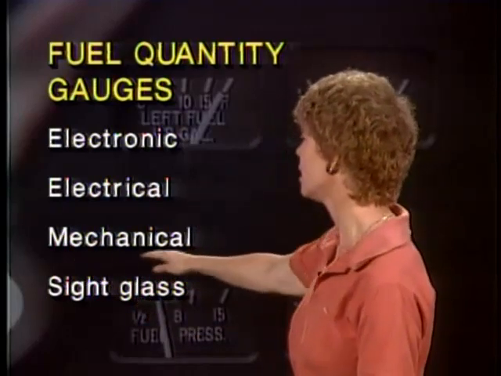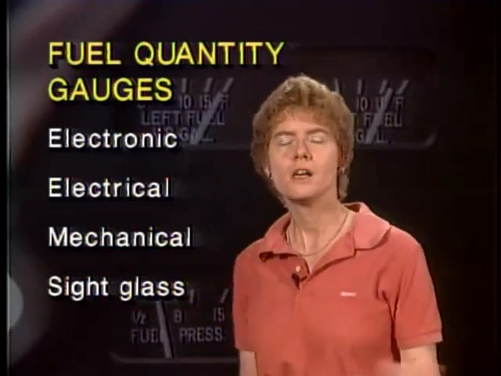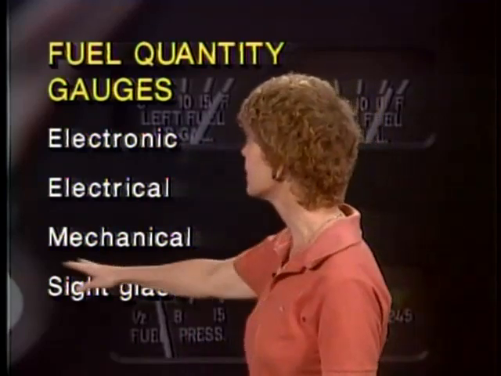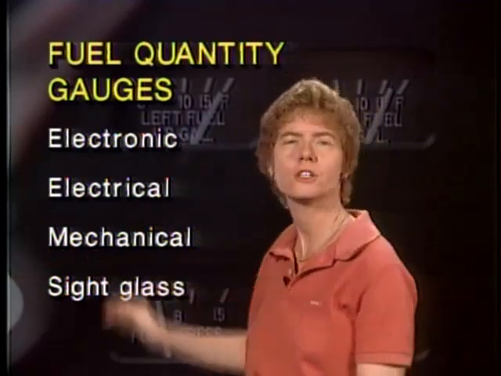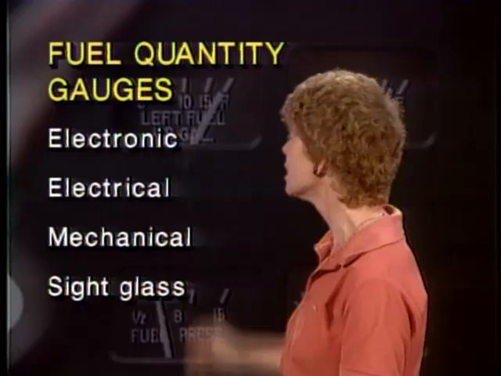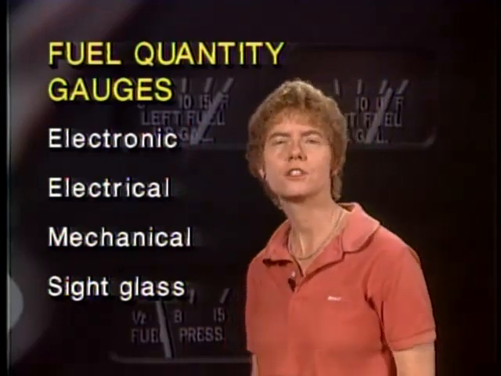Mechanical ones, you see that for instance in the old Pacers, where you've got basically a cork and a little metal wire sticking up out of it, and depending on how much fuel you've got in the tank, the cork and the wire bob up and down. Electronic and electrical we're going to talk about in more detail in just a minute.